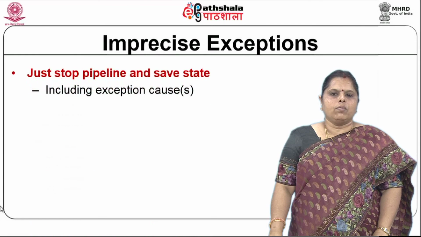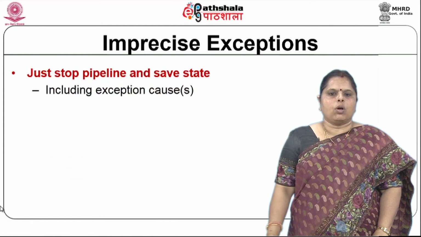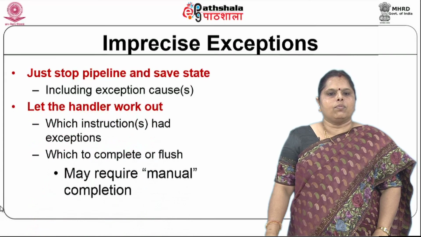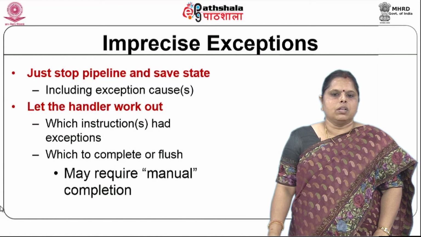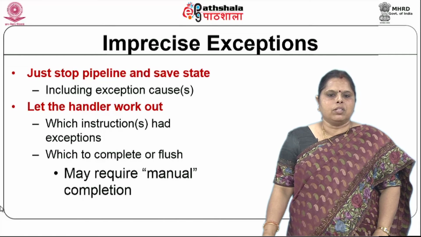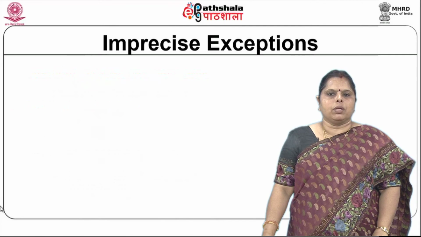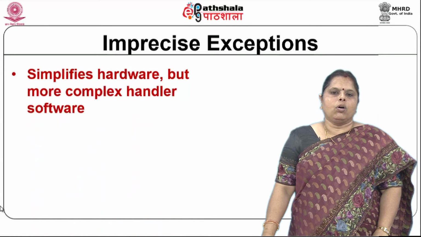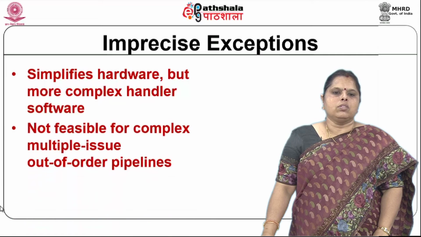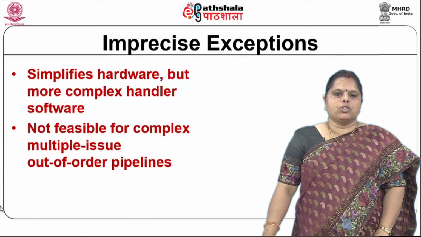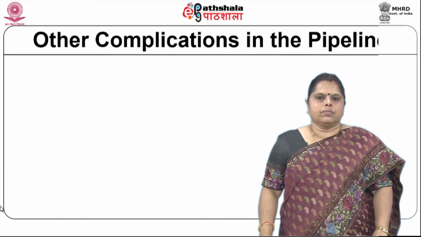So whenever you have an exception, just stop the pipeline and save the state. You will have to save the cause of the exception and let the handler work out what to do, which instructions had exceptions, which are to complete or which are to be flushed, and this may require manual completion also. Now all this simplifies hardware, but the complexity goes into the exception handling software. So this is not feasible for complex multiple issue out of order pipelines.